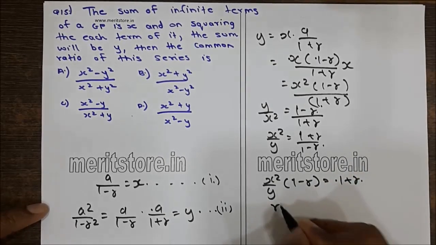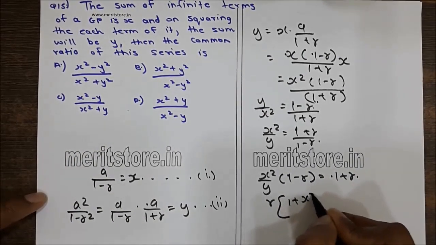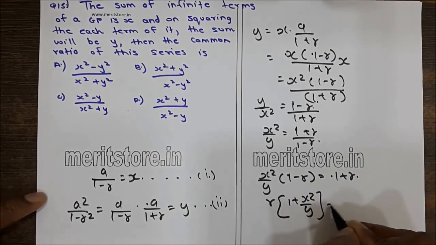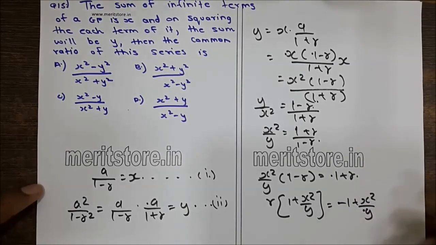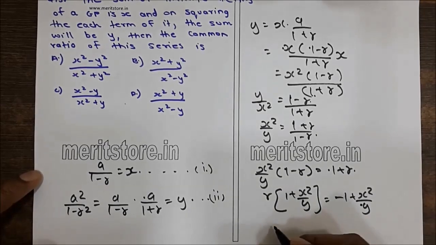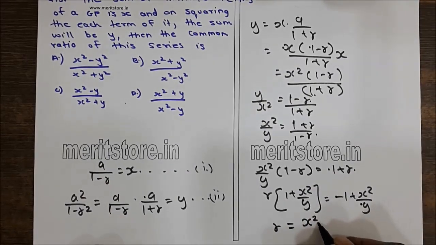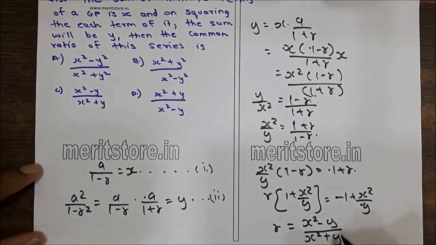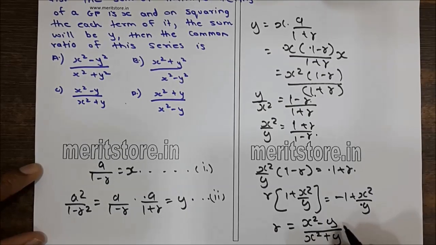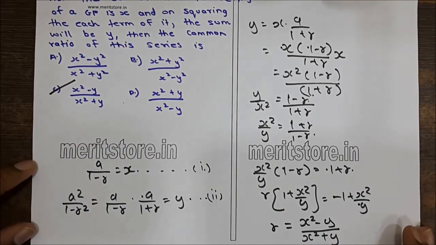Further solving this, we get r(1 + x² / y) = −1 + x² / y, which we further adjust, and we get r = (x² − y) / (x² + y). So this is the final answer, which we get as (x² − y) / (x² + y), which is our option C. Therefore, option C is the correct answer.